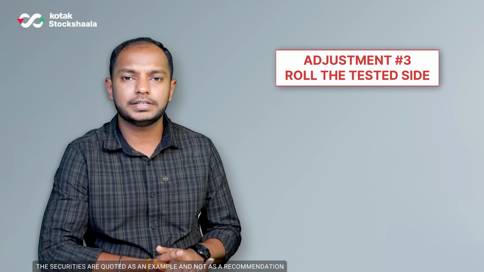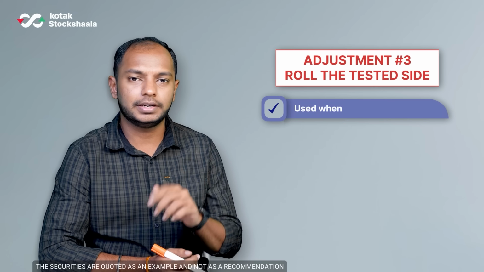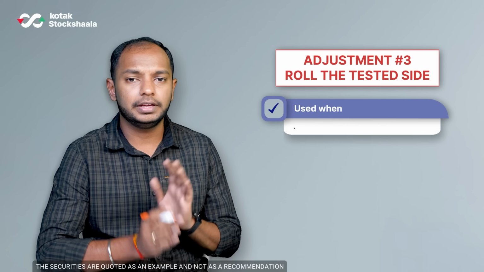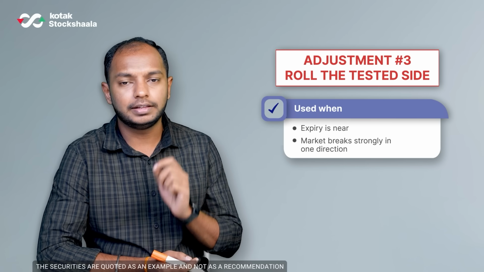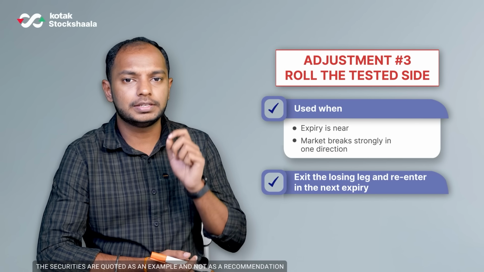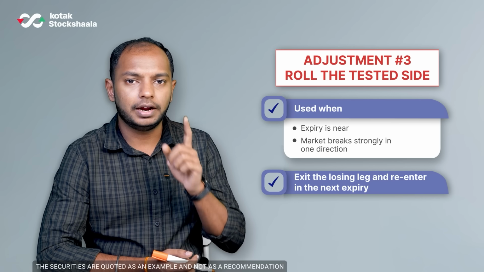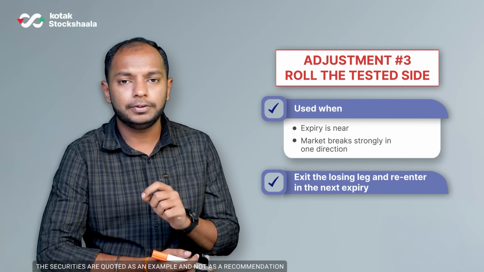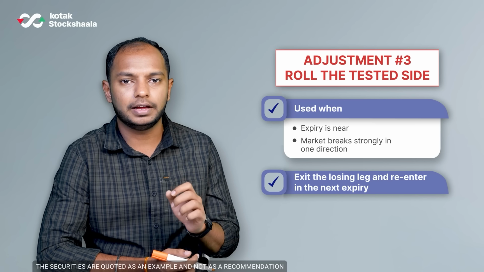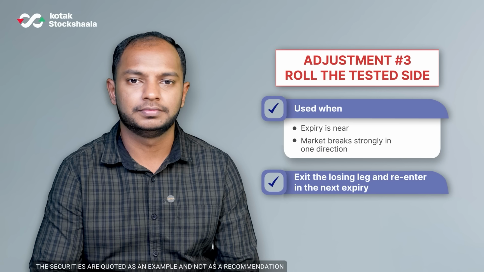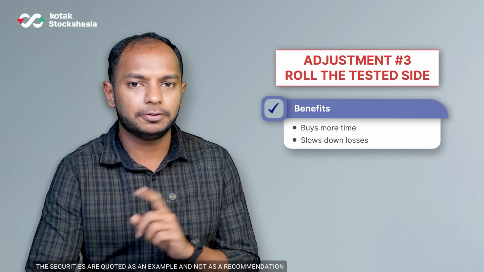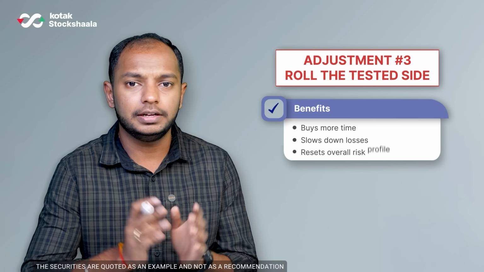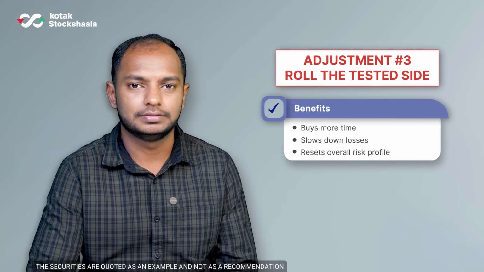Now the third type of adjustment you can do is basically rolling the tested side. So let's say for example the expiry is really near and there has been a breakout in a single direction. At that given point of time, what you can do is exit the losing position and shift it to the next expiry. That way you gain additional time as well as recovery possibility. The advantages of this kind of an adjustment is that it buys you more time, it reduces the speed of your losses, and most importantly, resets your risk profile.